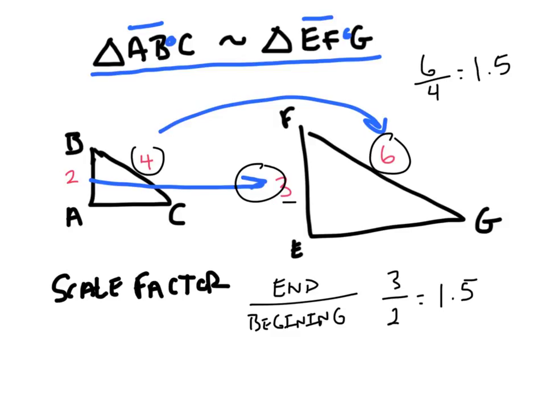So what this tells me is that my scale factor to get from the small shape up to the bigger shape is 1.5. So what that tells me is I multiplied all these sides from my smaller triangle, ABC, by 1.5 to get to the bigger triangle. So my big takeaway is that to find scale factor, we do end over beginning, and we reduce that ratio down in order to find what we multiplied by.